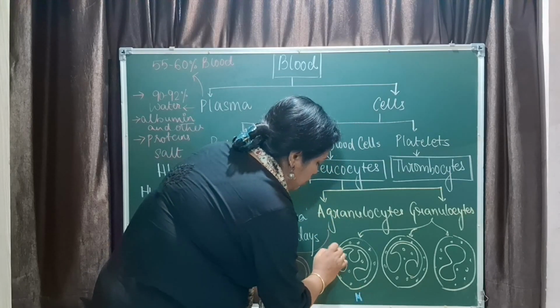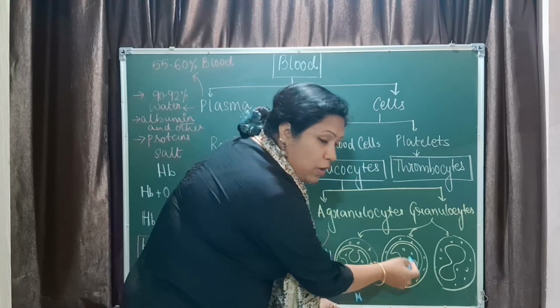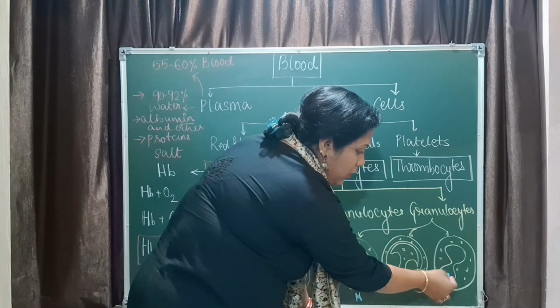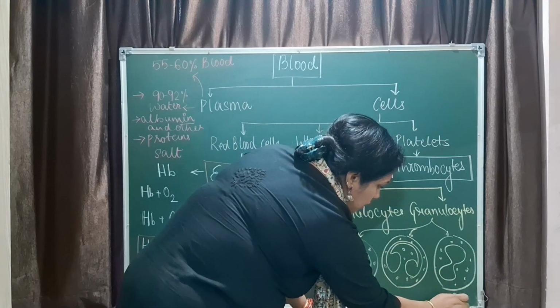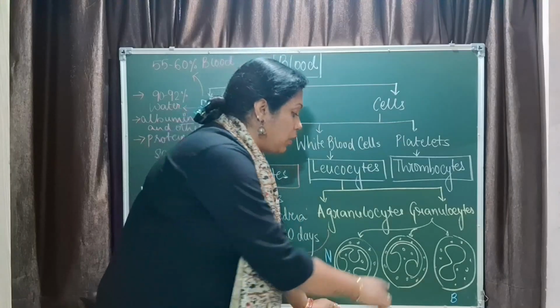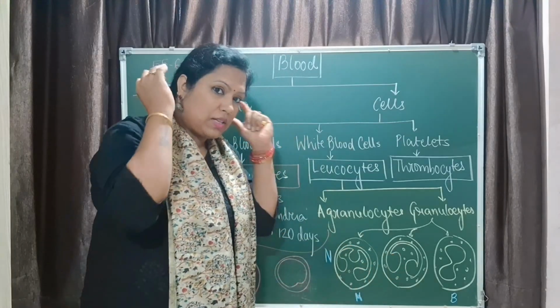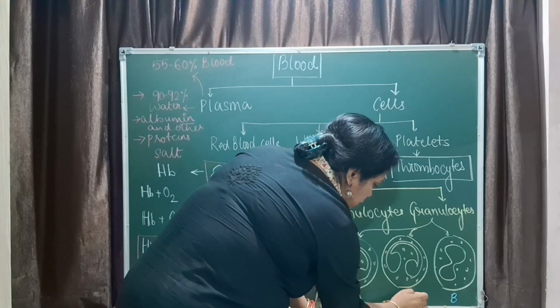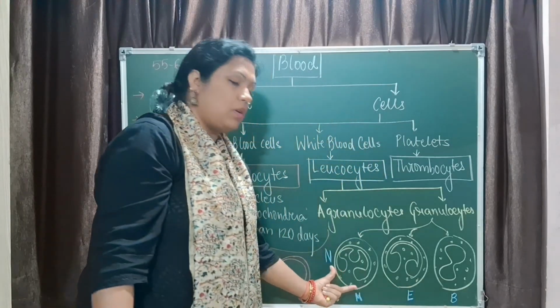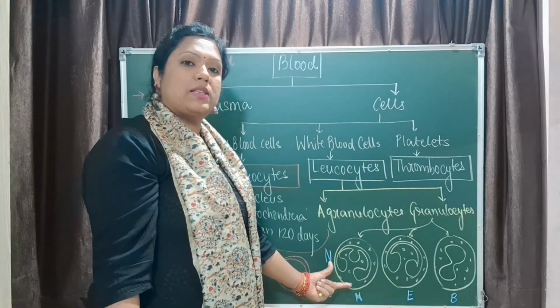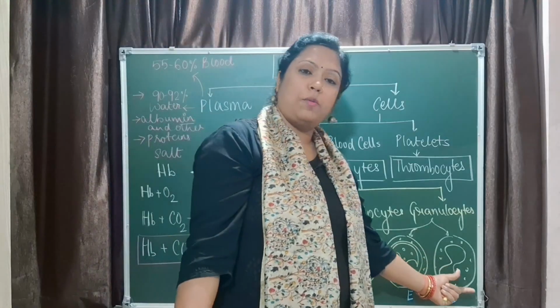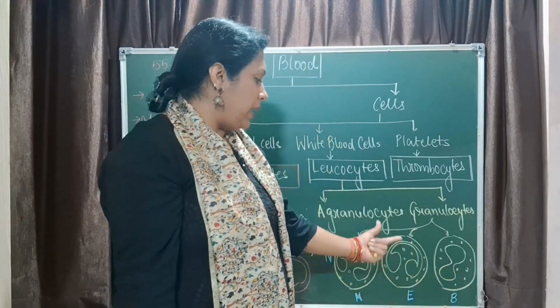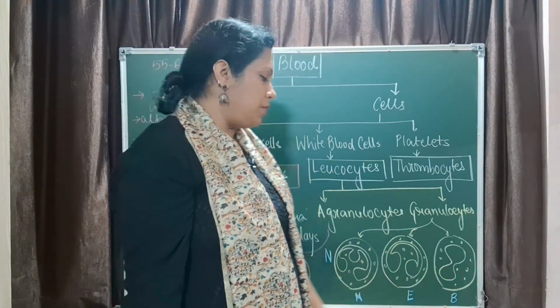The one with a bilobed nucleus is called basophil, and the one with the headphone shaped nucleus, that is, you wear it in your ears, is called eosinophil. So a numerous lobed nucleus is neutrophil, a bilobed nucleus is basophil, and a headphone shaped nucleus is eosinophil.